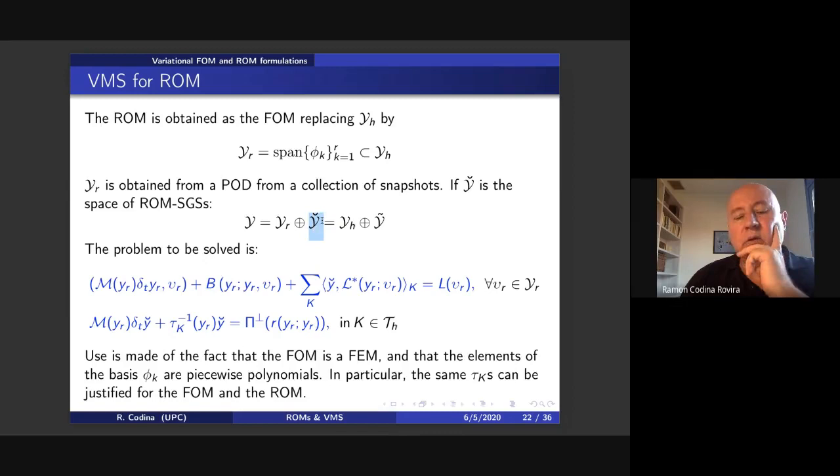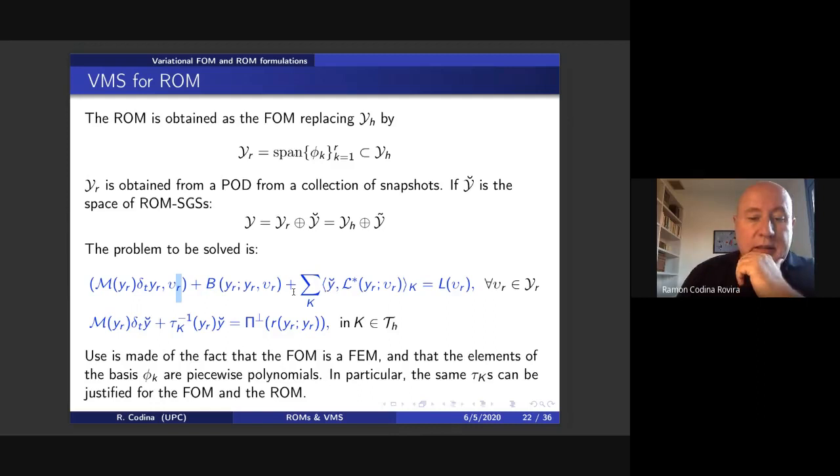But nevertheless, the ideas are the same in the ROM as in the FOM. And then the problem that we propose to solve in the case of the ROM is this one, this equation written in blue. And these equations written in blue are exactly the same as the equations that we had for the full order model, except that we replace all finite element functions that had a subscript h before by reduced order model functions that have a subscript r. But the idea is exactly the same. And that's it. So that's our message.